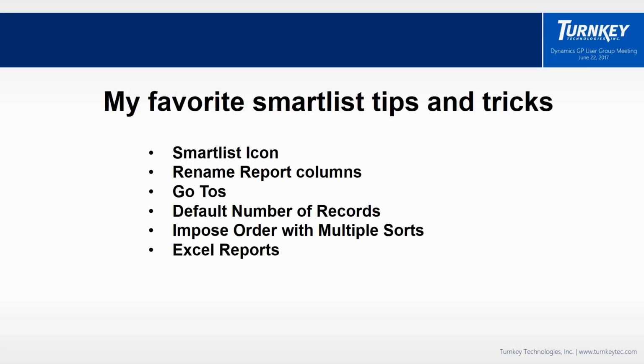All right, so some of my favorite SmartList tips and tricks. We're going to look at adding the SmartList icon up in your toolbar. We're going to look at renaming report columns. We're going to look at go-tos, default go-tos, and how to use go-tos on your SmartList. Again, we're going to look at the default number of records on a report. We're going to impose order with multiple sorts. So this is kind of cool. This is one of the lesser-known features or tips. And then I want to mention Excel reports.